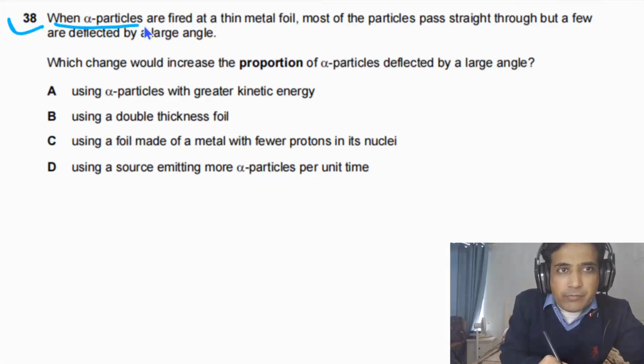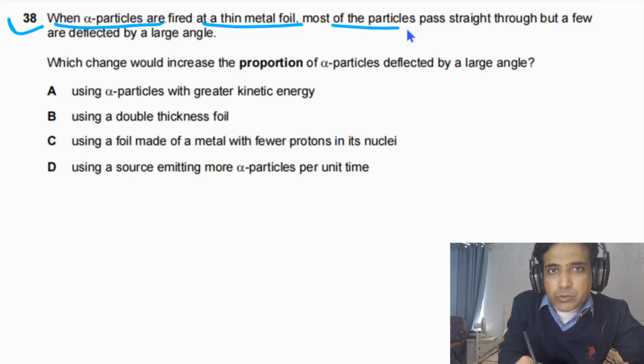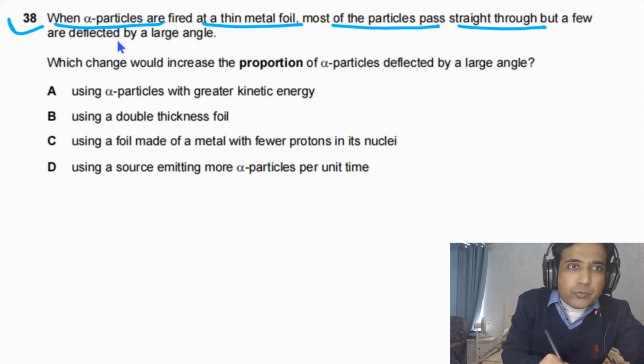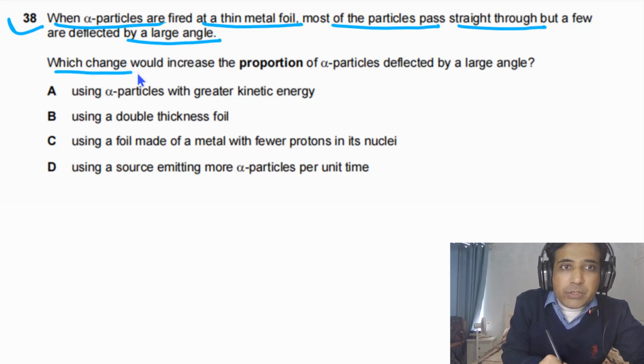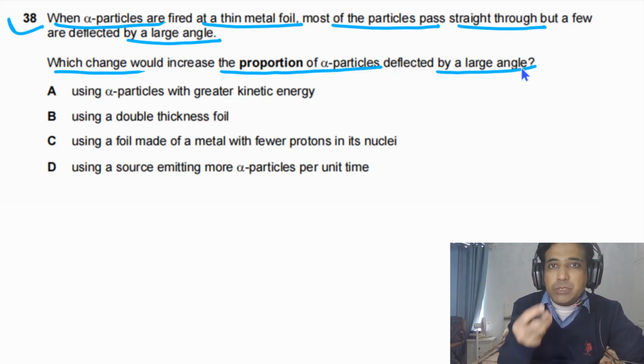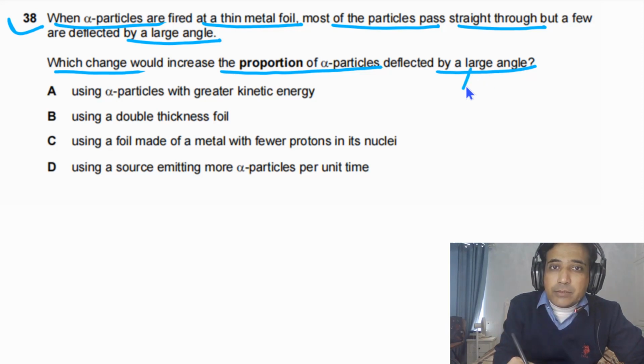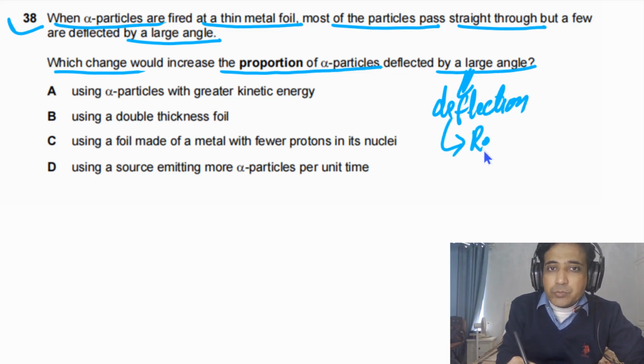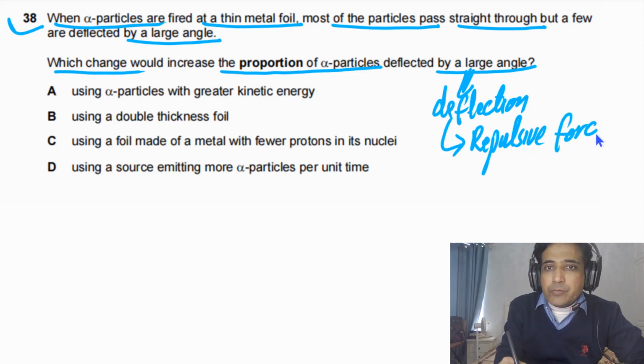Question 38 says, when alpha particles are fired at a thin metal foil, most of the particles pass straight through, but a few are deflected by a large angle. Which change would increase the proportion of alpha particles deflected by a large angle? So we need to increase the deflection, meaning we need to increase the large angle. In order to increase deflection, we need to increase the repulsive force between alpha particles and the nucleus. So how can we increase the repulsive force?